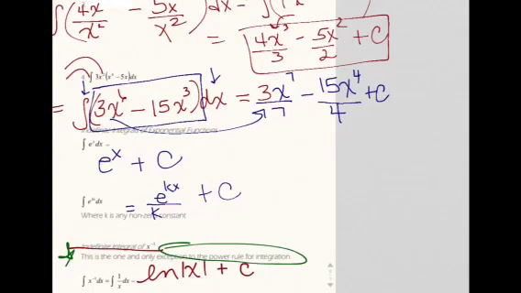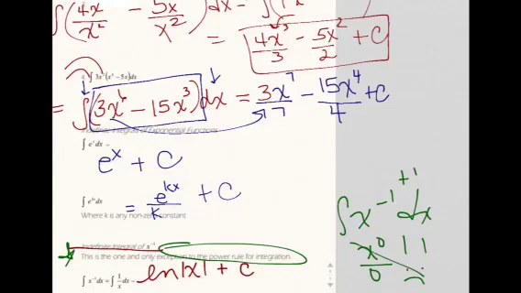When the exponent is negative 1, you cannot add 1 to the power and divide. Why not? If you added 1 to the power, you would get x to the 0, and then you would divide by 0. That's bad. You can't divide by 0.